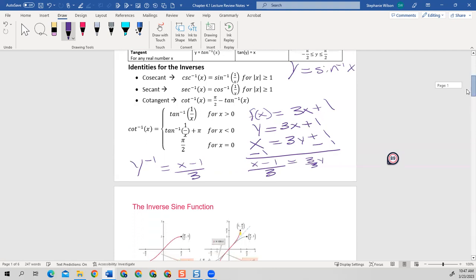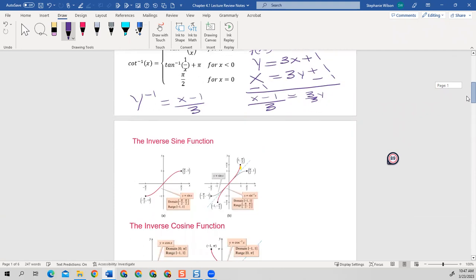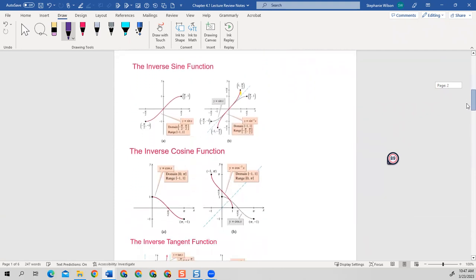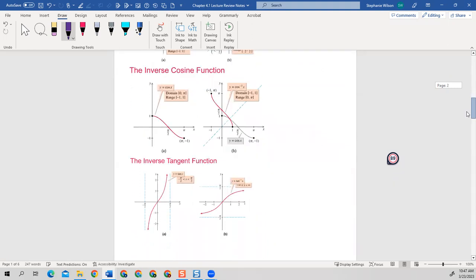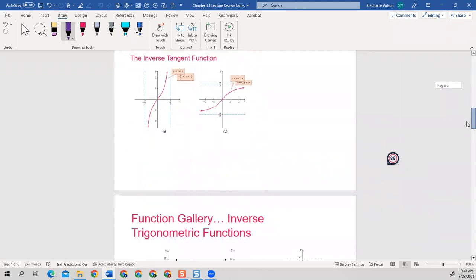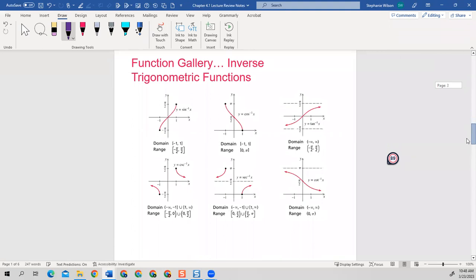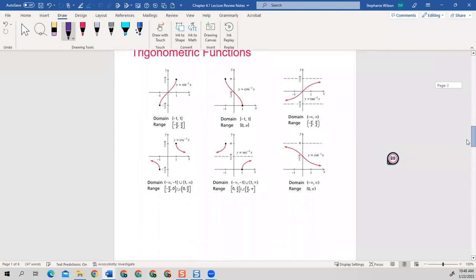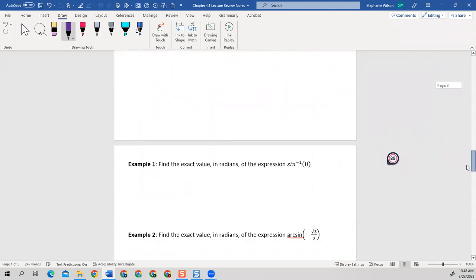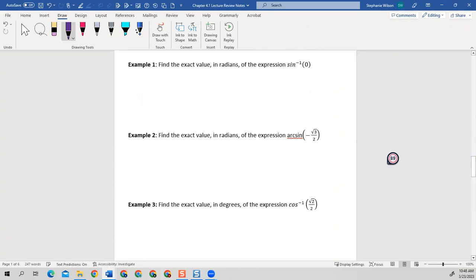The identities for inverses of cosecant, secant, and cotangent. And then we have our cotangent formulas. You will need them. These are images of what a sine function looks like and its inverse, the cosine function and its inverse, and the tangent function and its inverse. And then here's the whole gallery of them all that shows you the domains and ranges. So these are helpful visual aids as you work on this section.